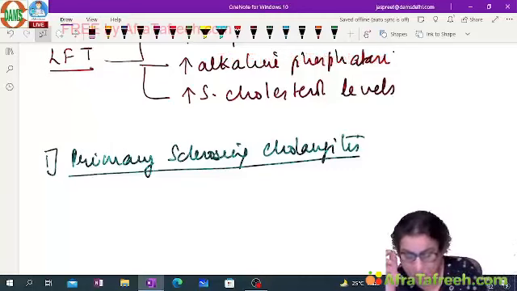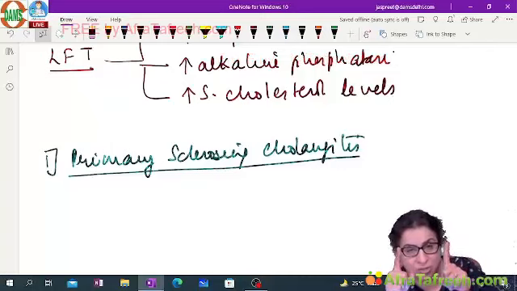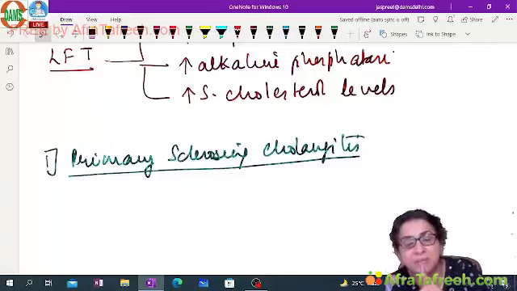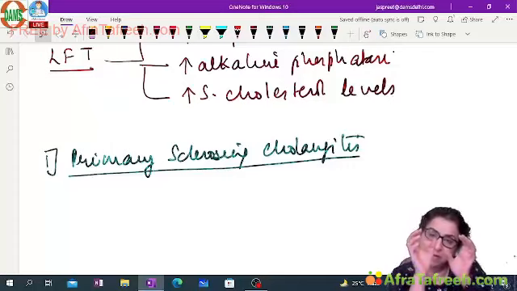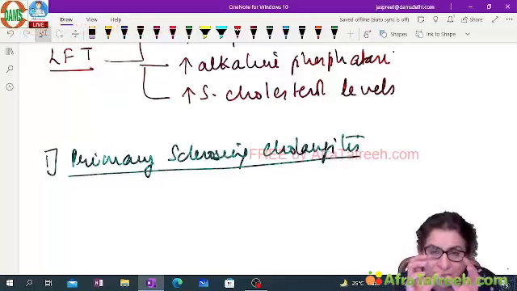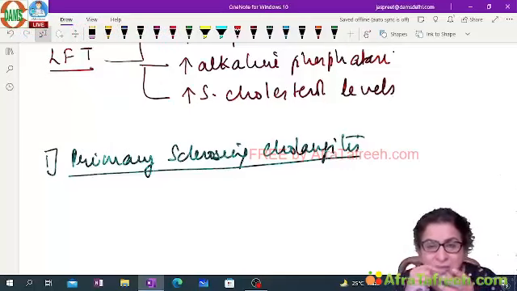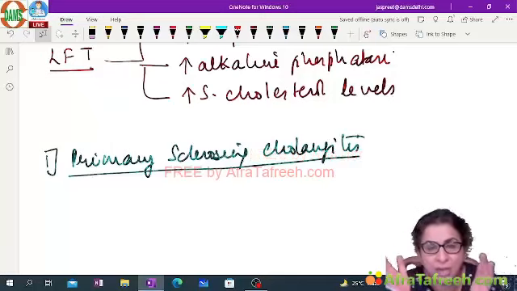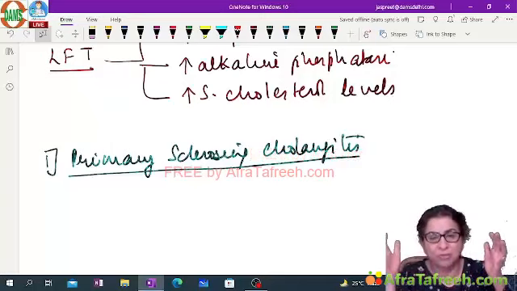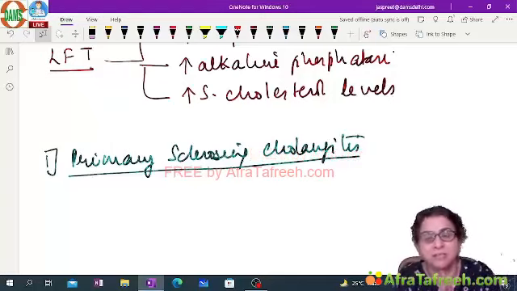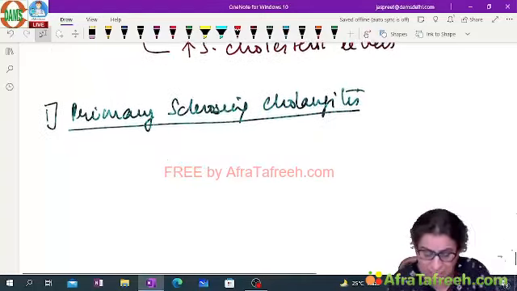What do you see in primary sclerosing cholangitis? Primary means cause not known. Sclerosing means fibrosis. Cholangitis means inflammation. So large intra and extrahepatic bile ducts get inflamed. After getting inflamed, they are surrounded by fibrous tissue, and fibrosis obliterates the ducts.